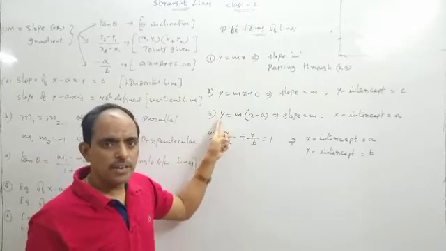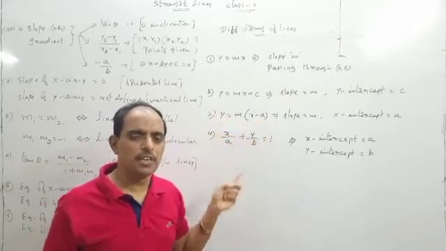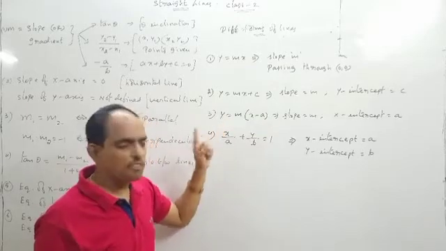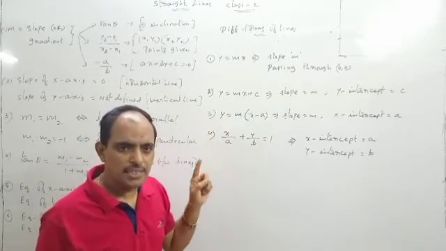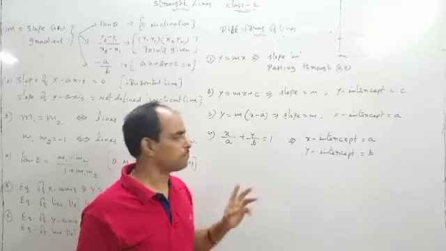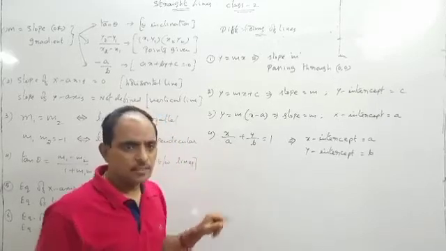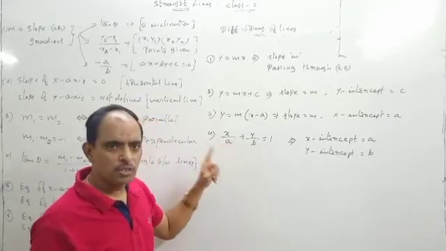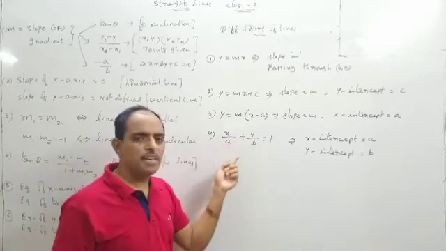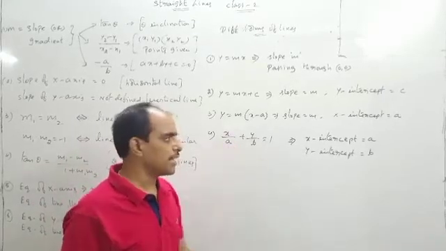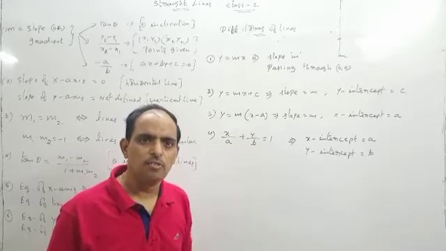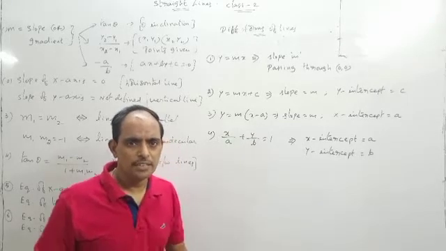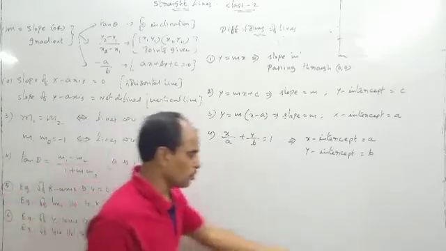Next, y equals m of (x minus a). It is the equation of the line where the x-intercept is a and the slope is m. The last concept I taught in the last class is x by a plus y by b equals 1, where the x-intercept is a and the y-intercept is b. Now we go further.